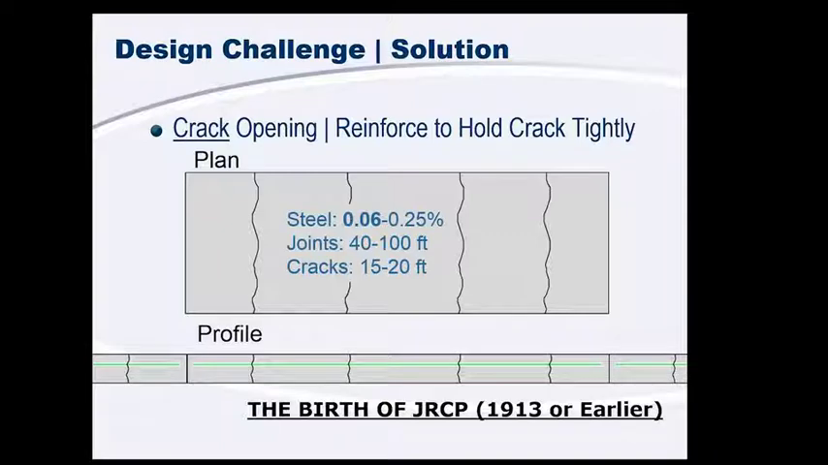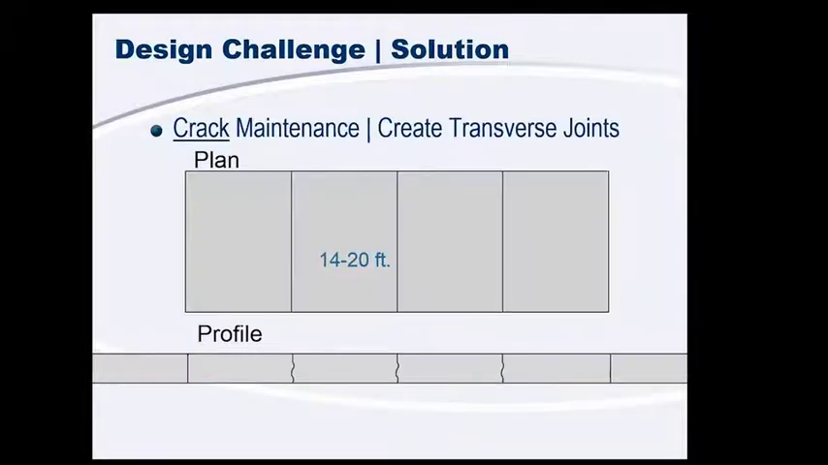Now we're still constructing our slabs in 40 to 100 foot sections, mainly based on our production capacity. So remember though that concrete wants to crack in about 15 to 20 foot increments. And that's due to that shrinking, curling, and warping forces. And so it's still going to crack within that pavement, but those cracks are held tightly together by that steel. Now this is known as jointed reinforced concrete pavement, and it started around 1913.